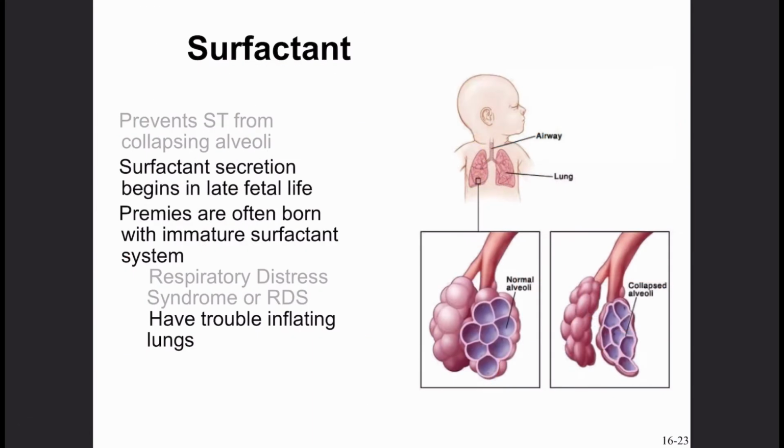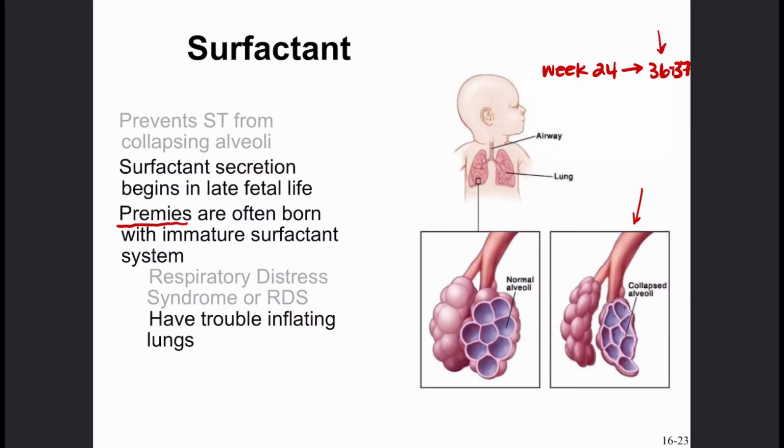So surfactant starts getting produced around week 24 of fetal development, and it continues on till about week 36, maybe 37. And so for babies who are born premature, before week 36 or 37, they're often born with an immature surfactant system, and so they have risk of their alveoli collapsing completely.